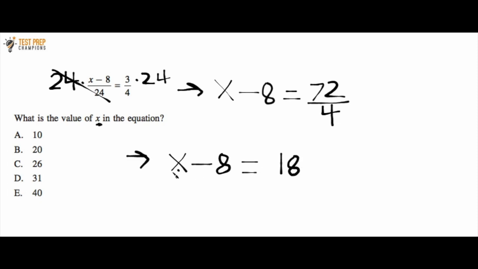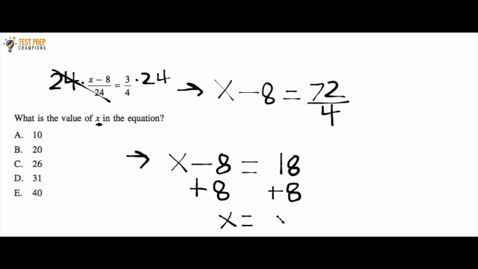And from here, remember, the goal is to get the x by itself. So I can do this by adding 8 to both sides. And if you're wondering why that makes sense, it's because with x minus 8, I have to do the opposite of subtraction, which is addition. So I add 8 to both sides, and the answer I would get would be 26. Okay, so that's one way to do this.